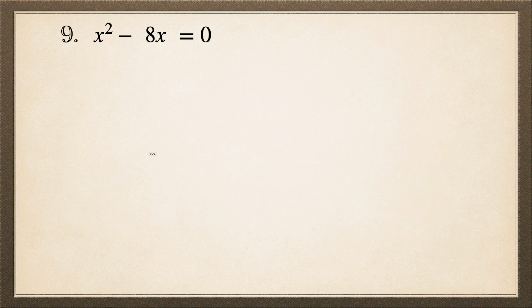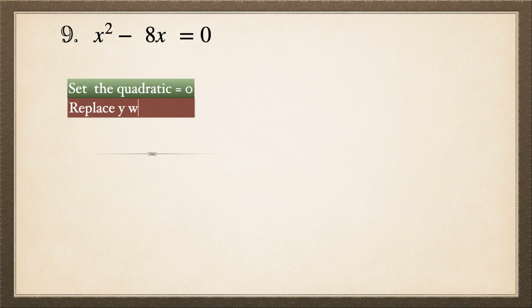So let's go through our steps again. The first step was to set the quadratic equal to 0. And I said to replace y with a 0. But there isn't a y there, and it's already equal to 0. So I really didn't have to do that step. It's already been done for me. Okay? So just recognize when there's no y and it's equal to 0, I've already done the first step, which is setting the quadratic equal to 0.